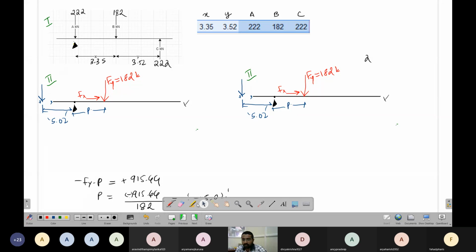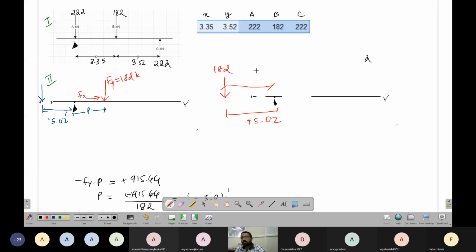So my force is not here. My force should be somewhere here. And the distance should be minus 5.0. So minus, or this direction. Force in the e direction and force applied. Okay, what is the magnitude of force? 182. Okay, the same equivalent system.